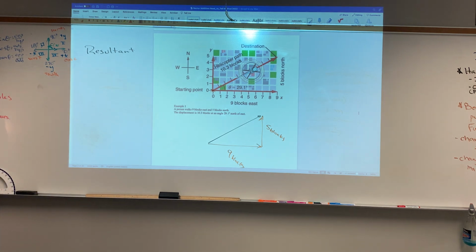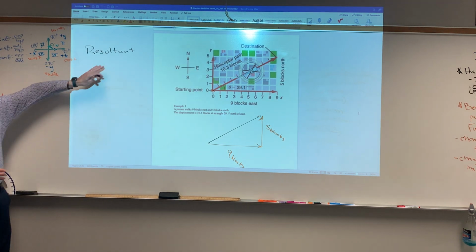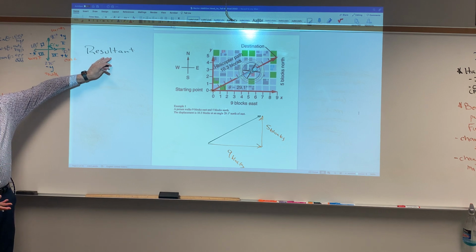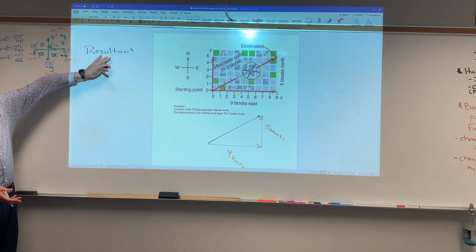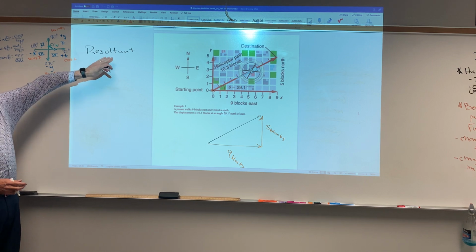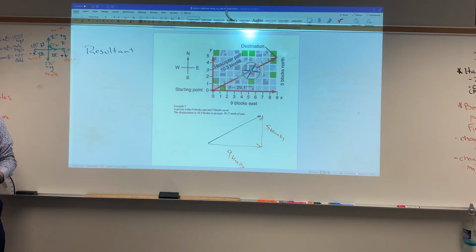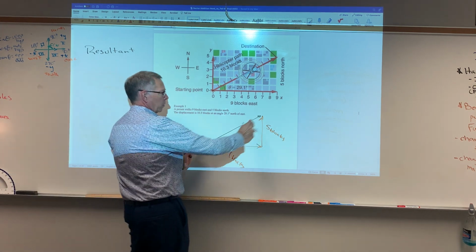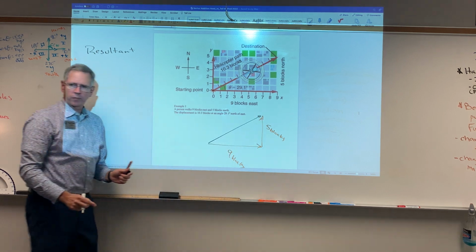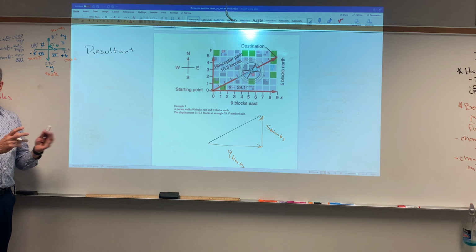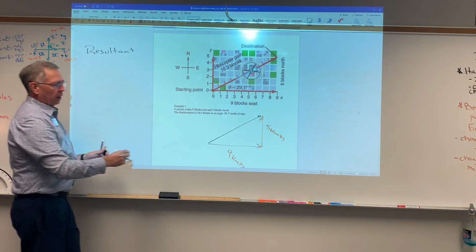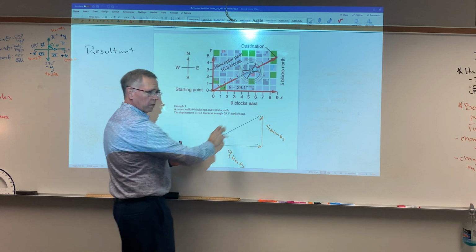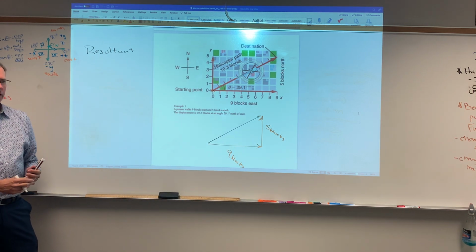And that's just the term used for the result you get when you add vectors together. If you add two or more vectors together, that answer is called the resultant. It's kind of just a generic term. If I had two distances that I'm adding together, the resultant would be that displacement. If I have two velocity vectors that I'm adding together, that resultant would be the total velocity of those two vectors.